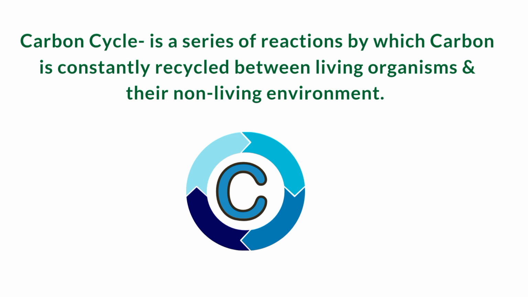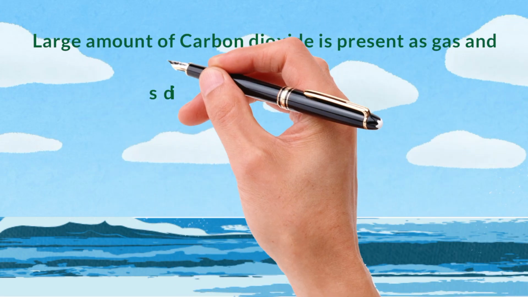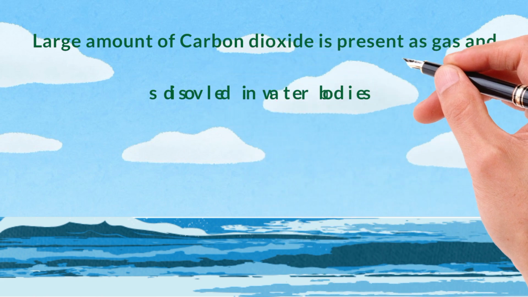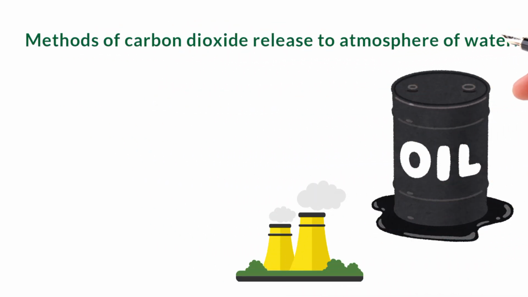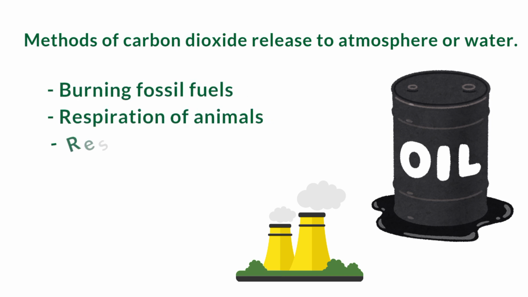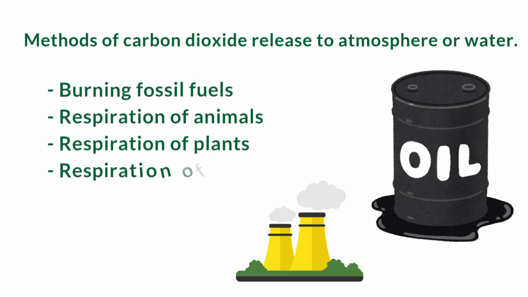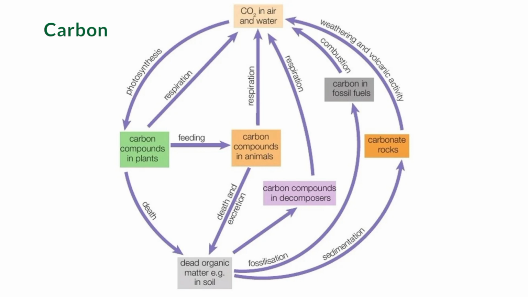environment. You should also know that a large amount of carbon dioxide is present as gas and is dissolved in water bodies. The methods of carbon dioxide release into the atmosphere or water are burning fossil fuels, respiration of animals, respiration of plants, respiration of decomposers, and incineration of waste. Now let's look at the carbon cycle.